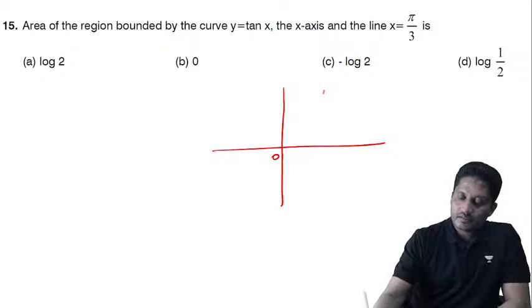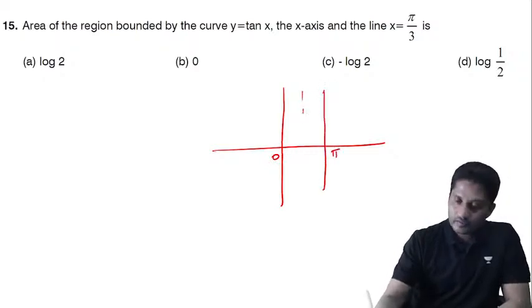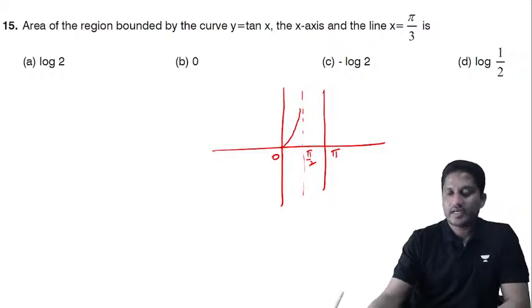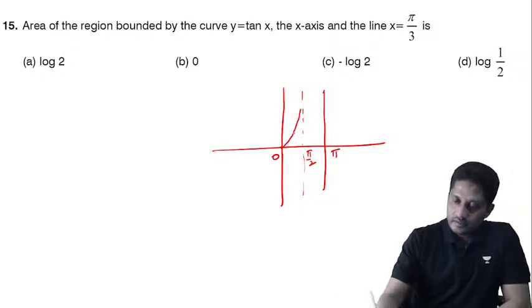This is the tan graph, right? And then this is pi by 2. Now tan 0 is 0, right? It goes close to pi by 2, but it doesn't touch because tan 90 is not defined. And this is pi by 3. Alright, now this is the area I'm supposed to find out.